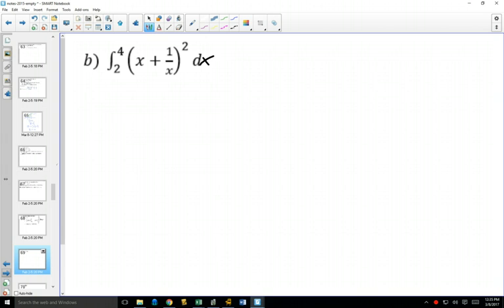Do you see that you have an inside function? That x squared plus 1 over x is inside the squared. But if you did the derivative of that, does that appear in this at all? The derivative of x squared plus 1 over x is 2x minus x to the negative 2. I don't see that anywhere in my function. So substitution, even though I have a function inside of another function, is not going to work.